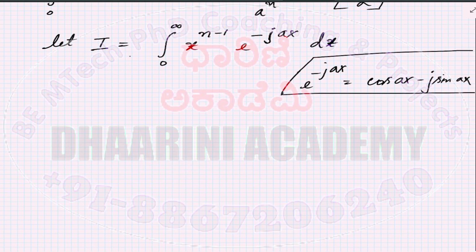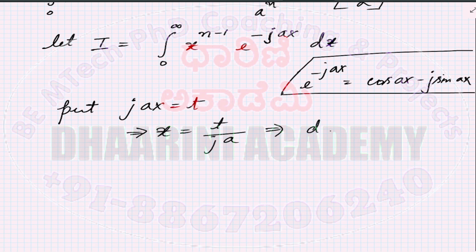All right, so that's my integral, I denote it as I, but I'll make a substitution. That means I'm going to put j times ax is equal to t. So this implies I need the x as well. What is x? x is equal to t by j times a. So what is dx? dx is equal to dt divided by j times a. What is the limit of t? It's the same as x. t is going to vary from 0 to infinity.